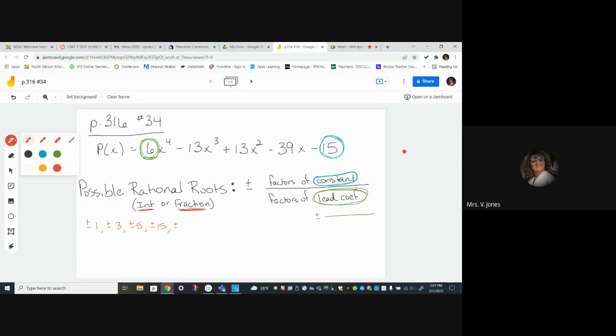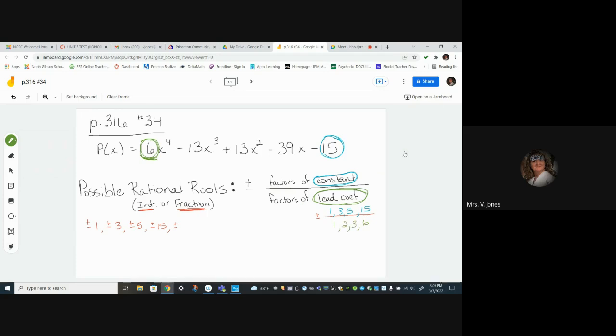So let's go back to this constant over here. The constant is 15. So if you want to write the factors of that, factors of 15 are 1 and 15 and 3 and 5. And then factors of your lead coefficient, since lead coefficient is 6, it's 1 and 6 and 2 and 3.